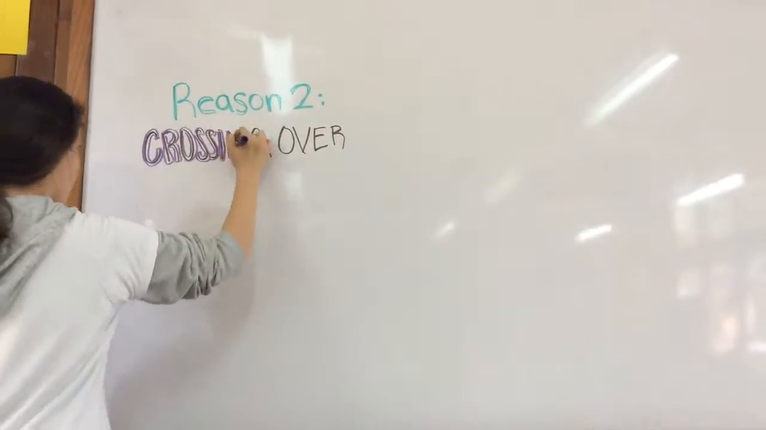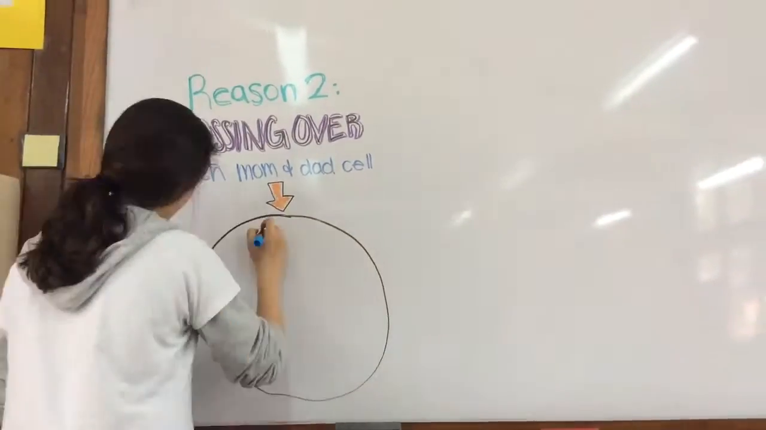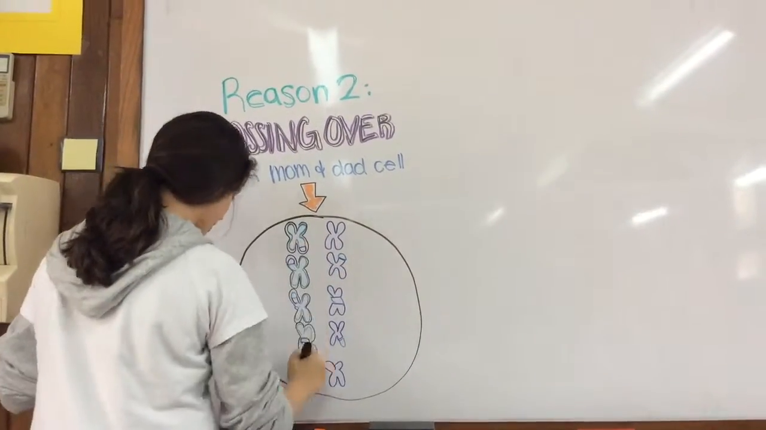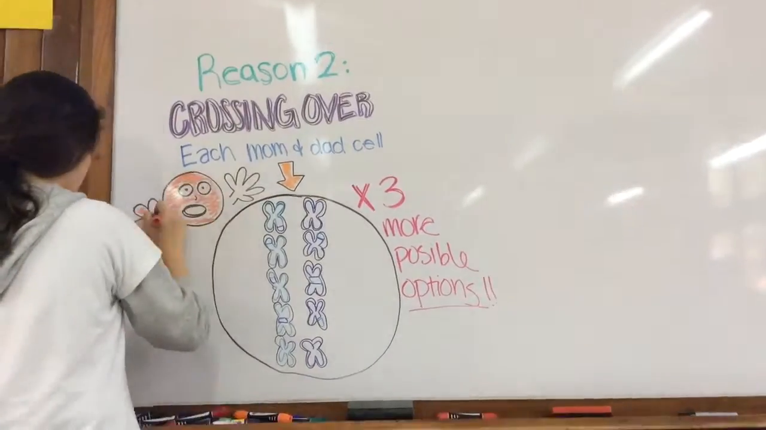Reason number 2 is crossing over. During prophase 1 in meiosis, segments of homologous chromosomes change places, which produces genes that are even more varied. Crossing over happens over 3 times in each cell, so the possible outcomes rise even more.